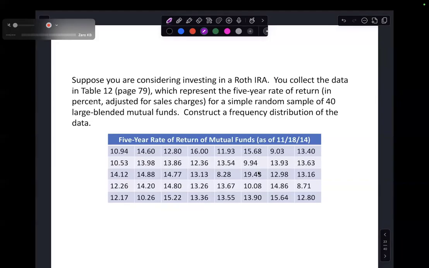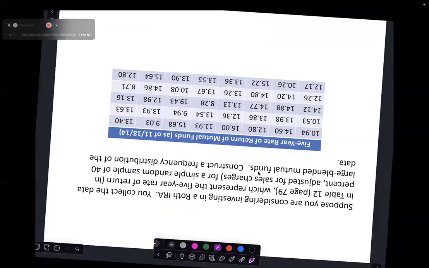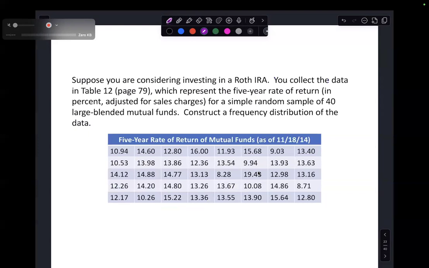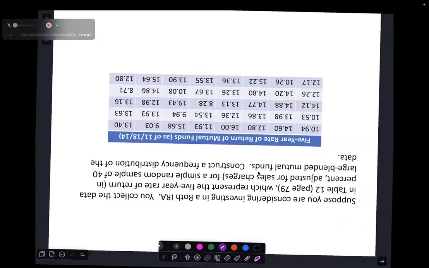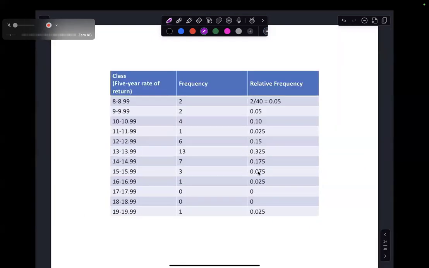Okay. Now I'm going to show you the histogram that I get from these, a default histogram from Excel, and I kind of want to show you what Excel gives you. That's why I did this one. This one came off of page 79 in your textbook. This is a 5-year rate of return for a simple random sample of 4 mutual funds. So I'm going to create a frequency distribution, and then I'm going to do a histogram. So I decided to make my bin width 1%.